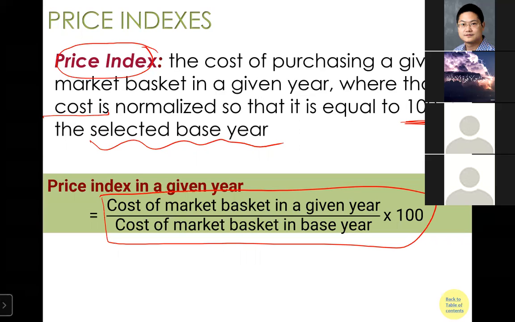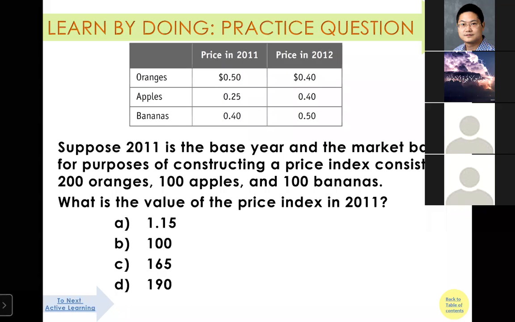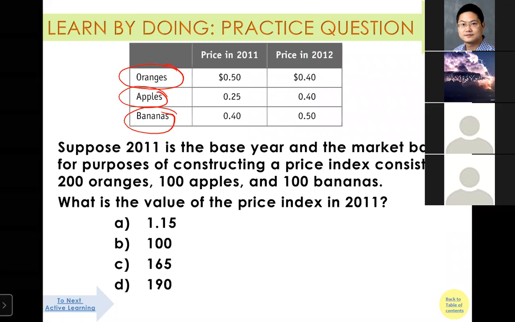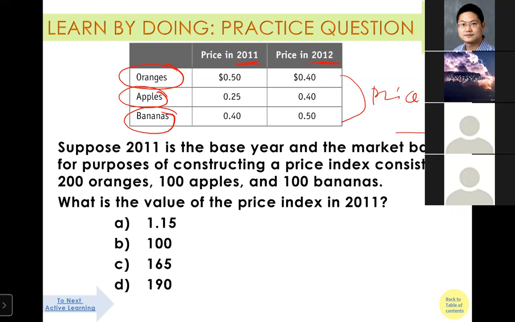Right. So we can look at examples to understand this price index. So here's a table. In this table, there are three goods people consume. And then we have 2 years, and these are the price. Okay. And first, we define the market basket.